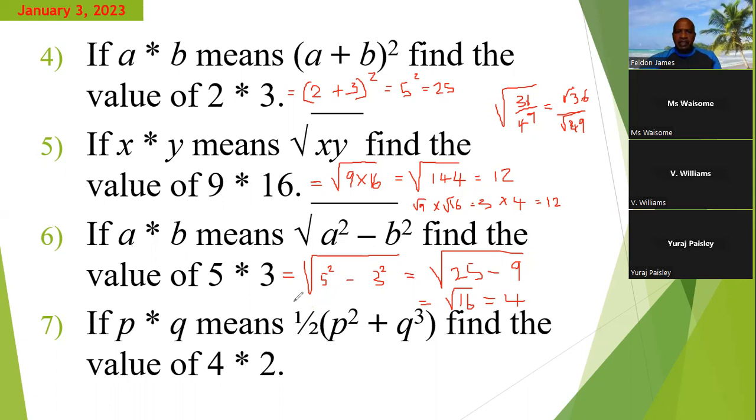All right, for question 7, who wants to go for question 7? Me, sir. All right, go ahead, miss. So, sir, we are going to have half in bracket 4 to the power of 2 plus 2 to the power of 3. All right. Then 4 to the power of 2 is going to equal 16, plus 2 to the power of 3 equals 8.